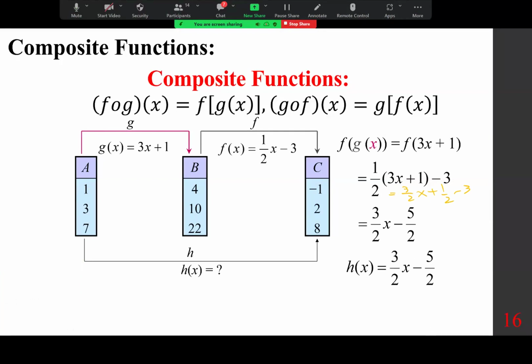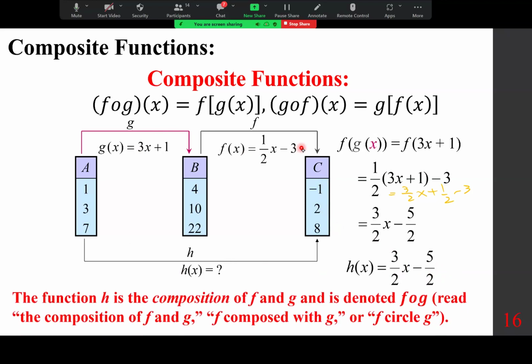Just a simple example. If you plug in 1 here, you get 3 halves minus 5 halves, which is minus 2 halves, which is minus 1. If you plug in 3, you get 9 halves minus 5 halves, which is 4 halves or 2. So that's, in essence, we do this in one shot instead of two shots. The function h is the composition of f and g and is denoted f∘g, read the composition of f and g, f composed with g, or f circle g. So composition function.